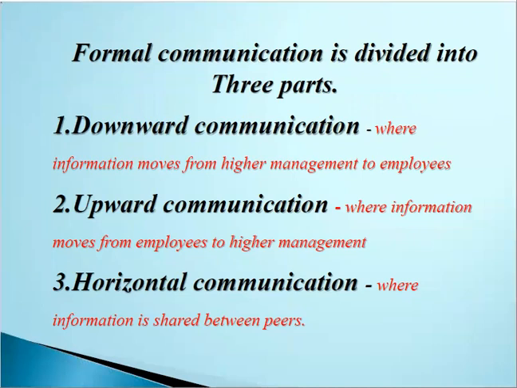The first one is downward communication. Downward communication is where information moves from the higher management to the employees. That is where the communication is first with the higher authority, and it is communicated to the employees. It can be, for example, from the university management to the students, or university management to the teachers.